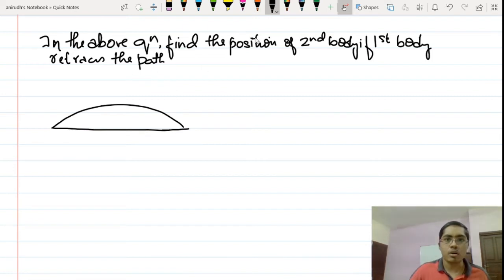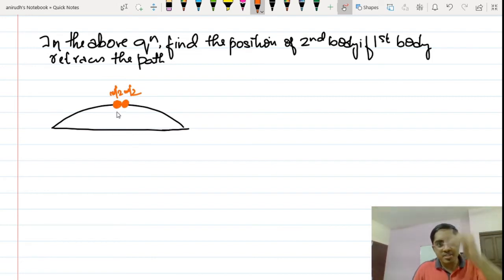So it says that in the above question, just like the previous question that we solved, find the position of the second body if the first body retraces the path. See, here the two bodies have become separated, isn't it? It exploded into 2 parts of mass m by 2, and this is also mass m by 2. In the previous question, this first mass was actually falling downwards into this area. Now it is retracing the path. That means it goes back all the way and it hits the ground at the point of projection itself. Now we are asked to find the position of the second body. Where will this fall after this?